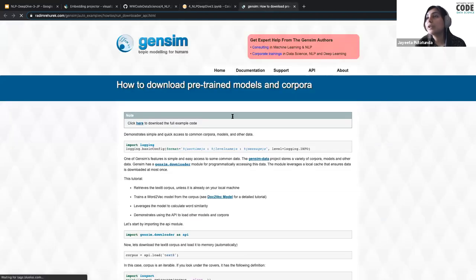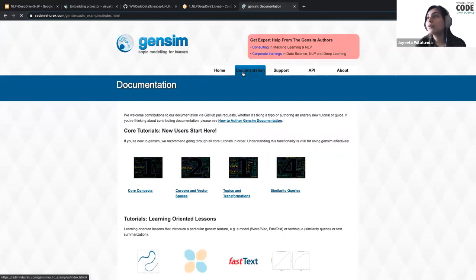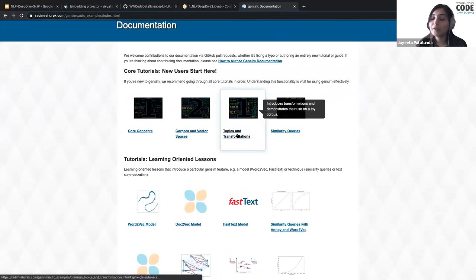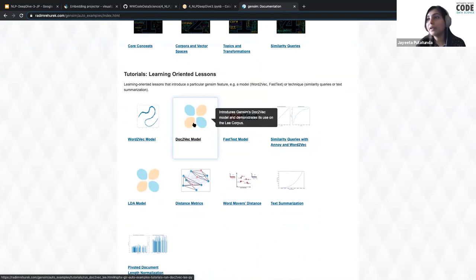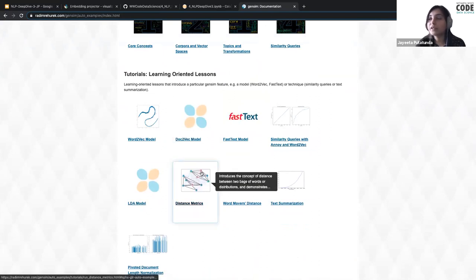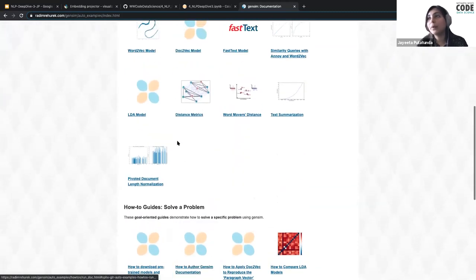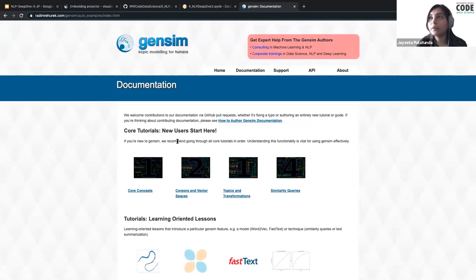and go to the section here, you will see big documentation on how to download pre-trained models. In the documentation section, you can also review some of the core tutorials, like how to do topics and transformation using Gensim's Word2Vec, and how to do similarity queries. You can also look at the Doc2Vec model, some of the LDA models, and the distance metrics that we discussed in last week's session. If you have any questions, you can also visit their GitHub repo and raise an issue request if something is not working. Otherwise, it's a very well documented library, and it says it's topic modeling for humans. It's very clear on what their end goal is.